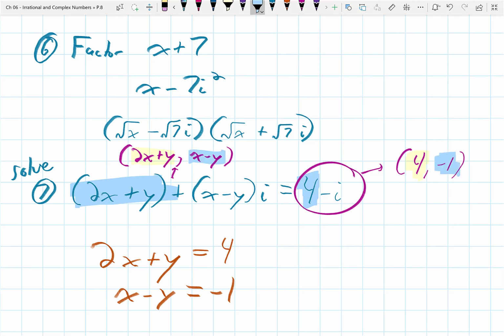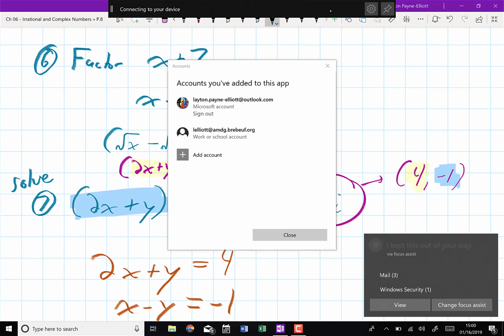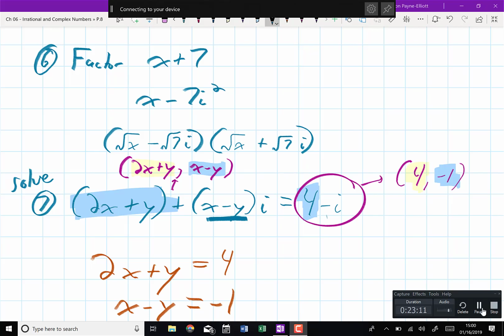The i is an indicator. It's nothing more really than an indicator. I know we use it in math a lot, but when you're writing a complex number, it's telling you which part is the imaginary part. Yes, Hannah? Why is it -1? -1 is the coefficient of this. Well, again, what's the coefficient of i right here? x minus y, right? What's the coefficient of i here? -1. So we're saying that x minus y has to be equal to -1.